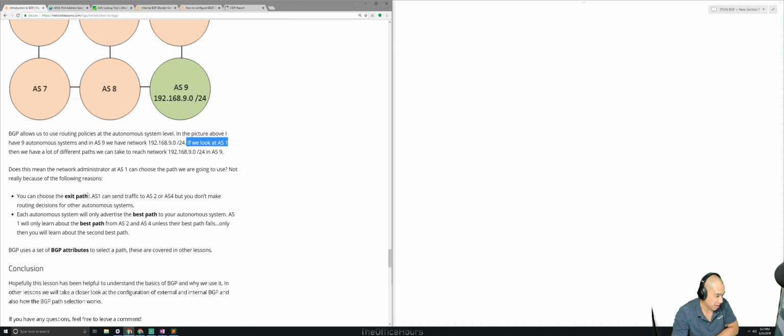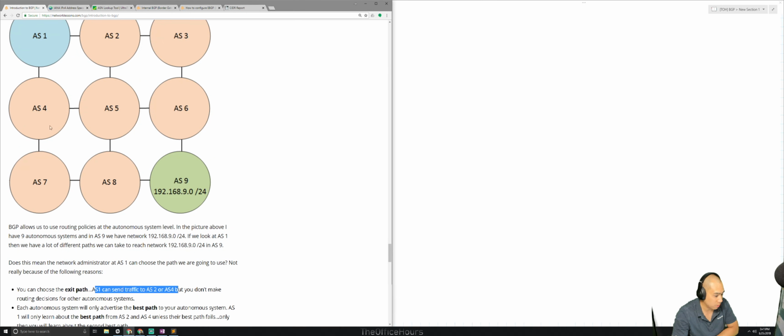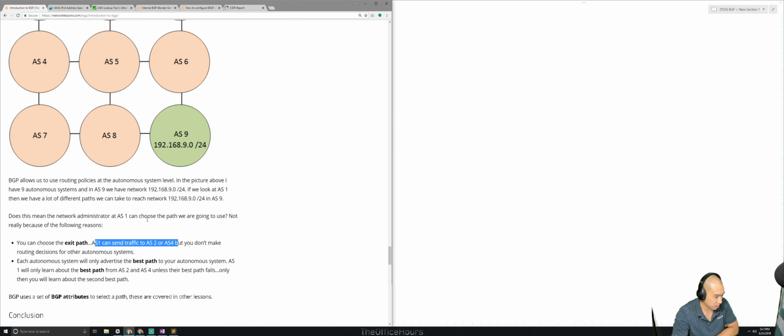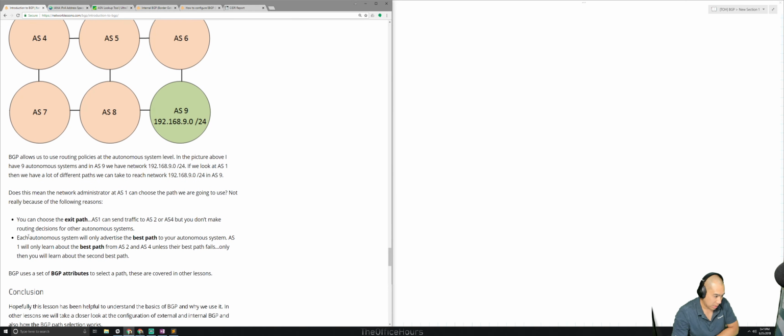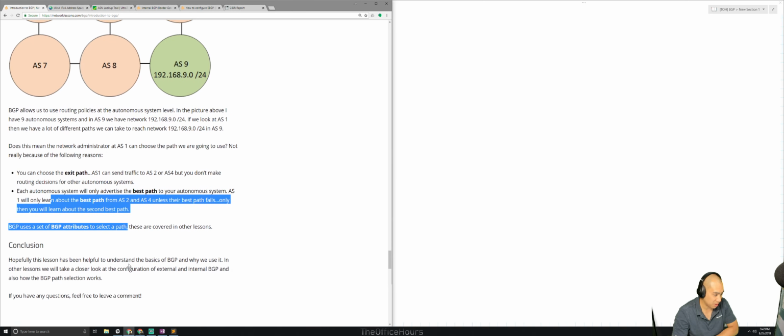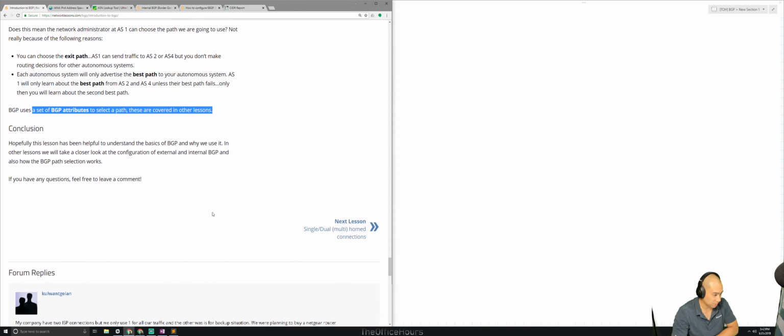You can choose the exit path. AS1 can send traffic to AS2 or 4, but you don't make the routing decisions for other autonomous systems. Each autonomous system will only advertise the best path to your autonomous system. AS1 will only learn about the best path from AS2 and AS4 unless their best path fails. Only then we learn about the second best path. BGP uses a set of BGP attributes to select the path. These are covered in other lessons.